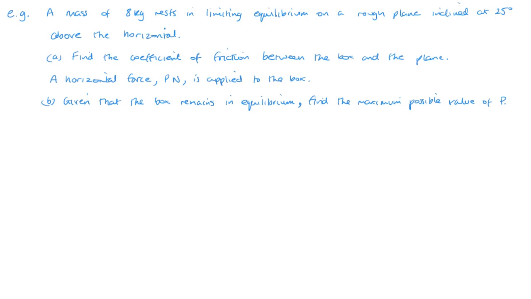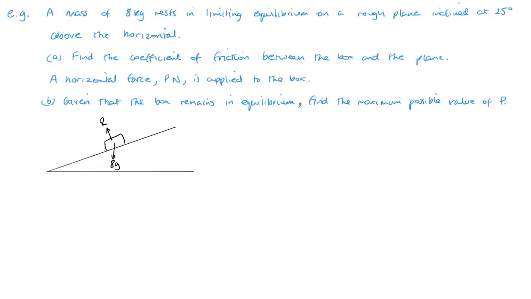So this one, I've got a mass of 8 kilograms and it's at 25 degrees. So I'll just draw a little sloped plane, and I'm going to use a box rather than a particle, just because I find it a little bit easier. Okay, so find the coefficient of friction between the box and the plane, and then later a horizontal force is applied. So initially in this case, this as it stands is in limiting equilibrium.